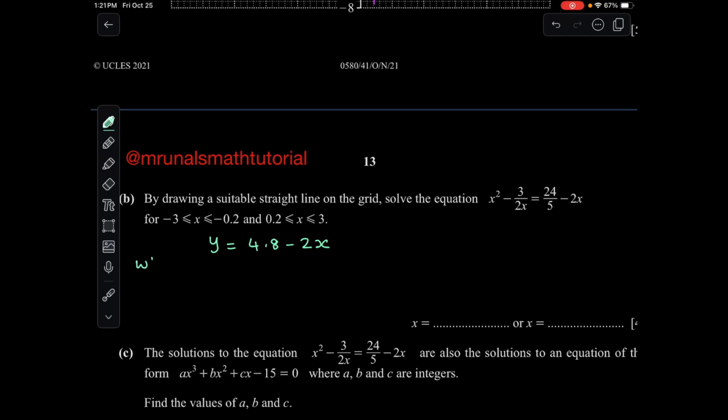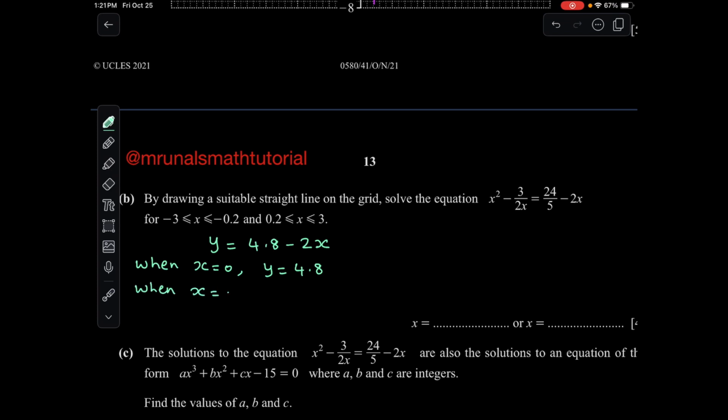So how do we obtain these 2 points? You choose the x values. So when x is 0, calculate what y is. Obviously, if x is 0, this term will become 0 and you're just going to be left with 4.8. So that gives me the first point.